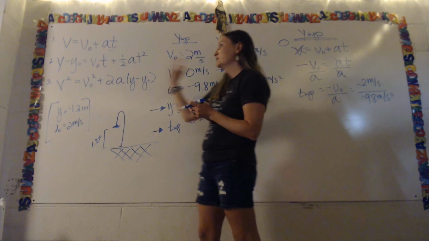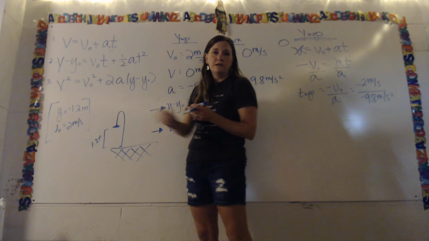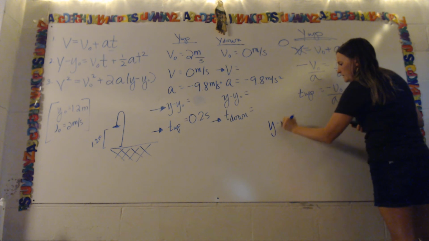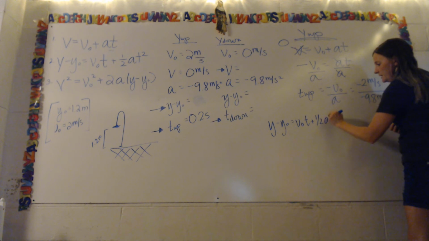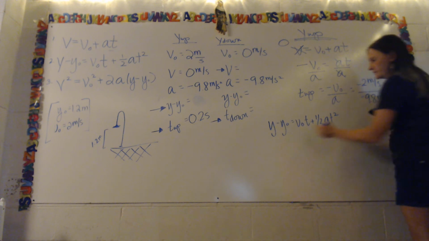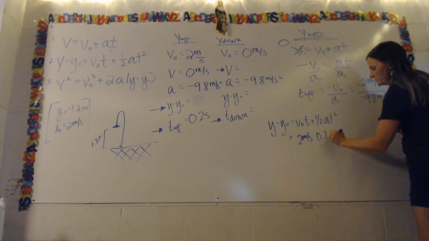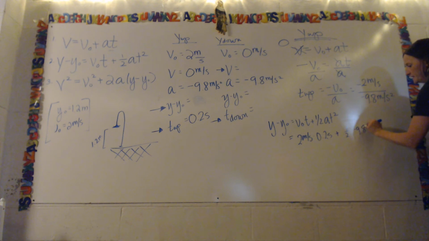So if I want to find how high it goes, and actually I know the time, I'm going to go with the second equation here, just because it's already solved for. I don't have to do any algebra. I can plug and chug. So again, I'm still thinking about y up. I'm going to say y minus y naught is equal to v naught t plus 1/2 a t squared. And I can just plug and chug. So v naught is 2 meters per second times the time, which is 0.2 seconds, plus 1/2 times negative 9.8 times 0.2 seconds squared. And remember, I'm just squaring that time.